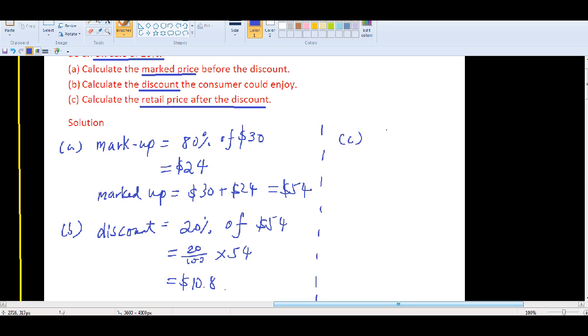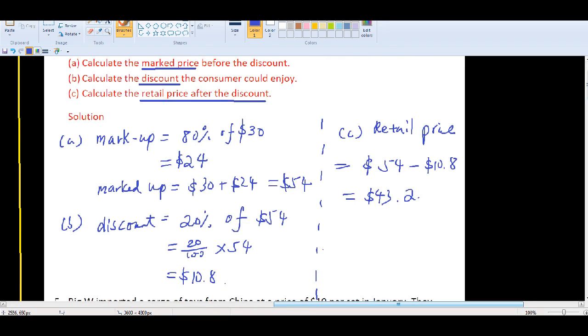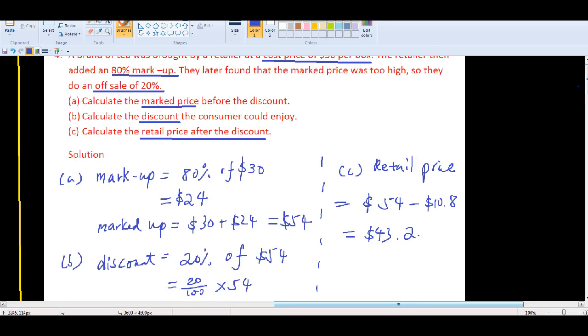Then we're going to find the retail price after discount. The retail price should be the mark price, which is $54, take away the discount. Sorry about that. So it will be $43.2. That's how we get all the prices.